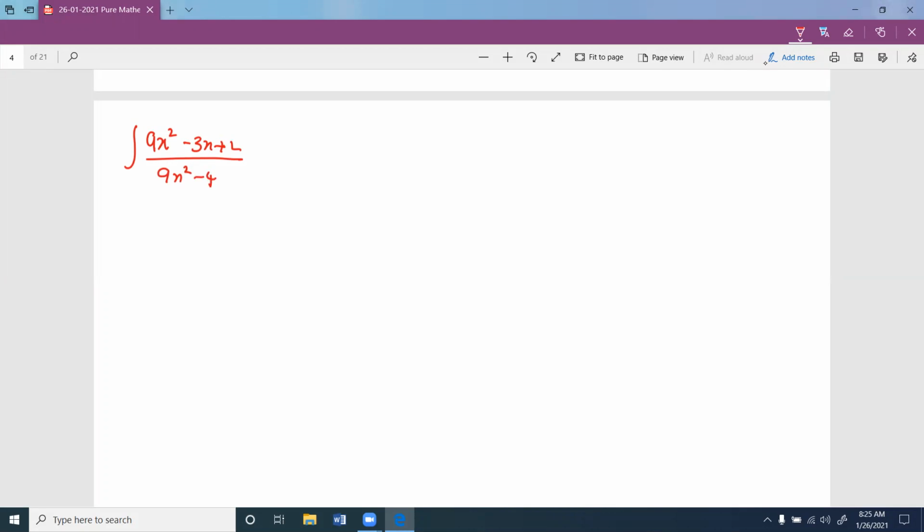In this case, you can see the power of the numerator is the same as the power of the denominator. If the power of the numerator is equal to or greater than the power of the denominator, initially we have to go ahead with the long division before we go for the partial fraction. Therefore, you have to divide.